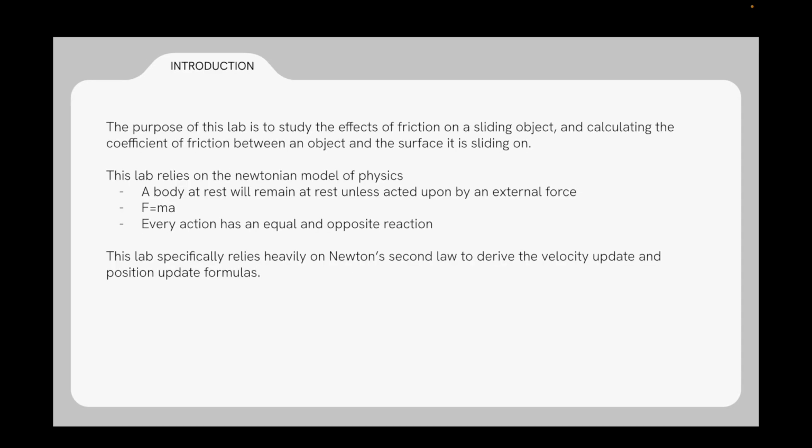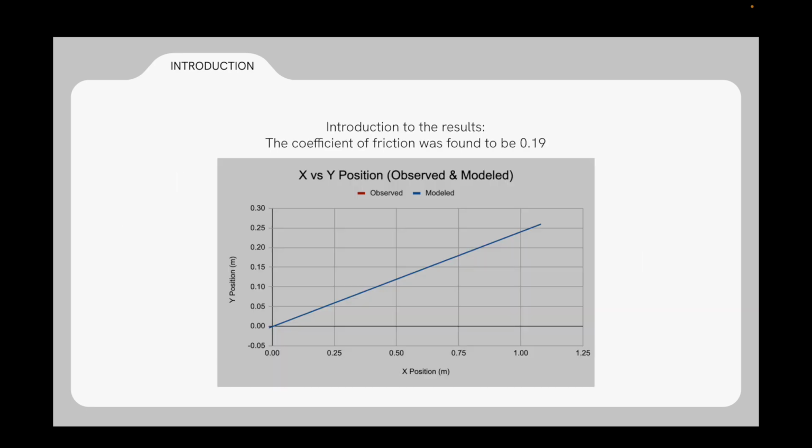Introduction. The purpose of this lab is to study the effects of friction on a sliding object and calculate the coefficient of friction between an object and the surface it's sliding on. This lab relies on the Newtonian model of physics, which is made up of three laws determining motion. And this lab specifically relies heavily on Newton's second law to derive the velocity update and position update formulas.